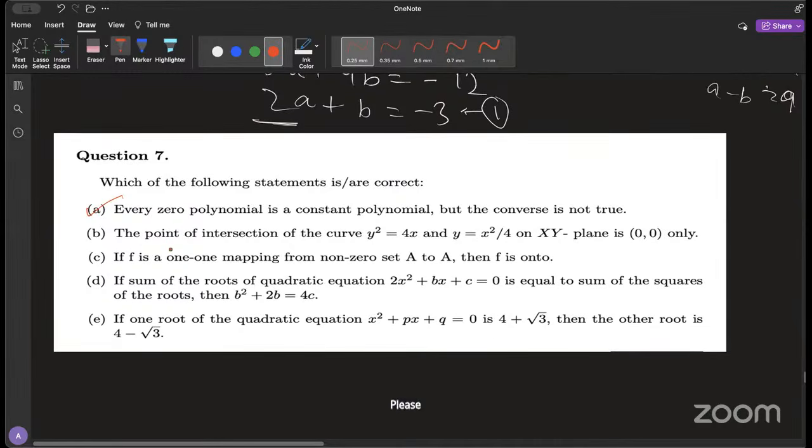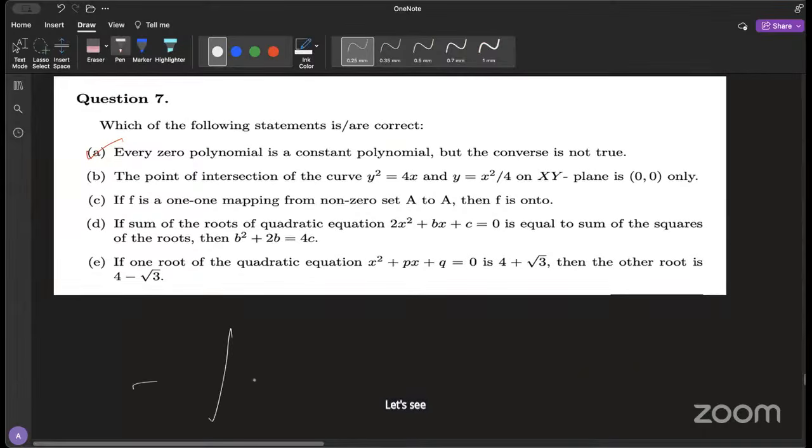Please read the statements carefully and then answer. Okay. The point of intersection of the curve y square is equal to 4x and y is equal to x square by 4 on the xy plane is 0, 0 only. Ma'am, this is false.